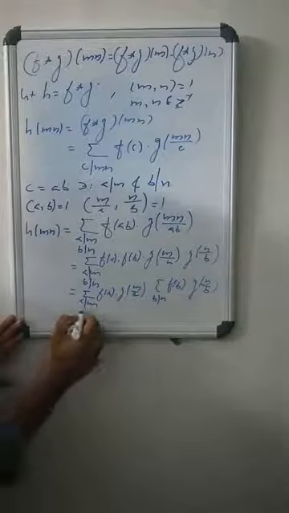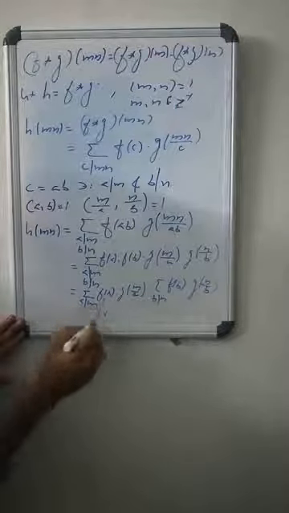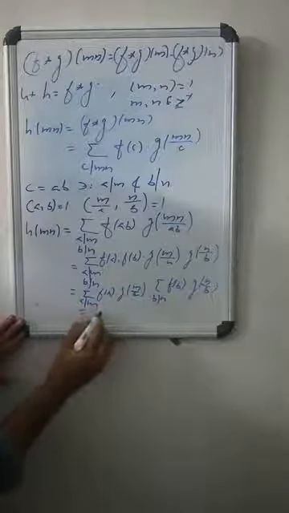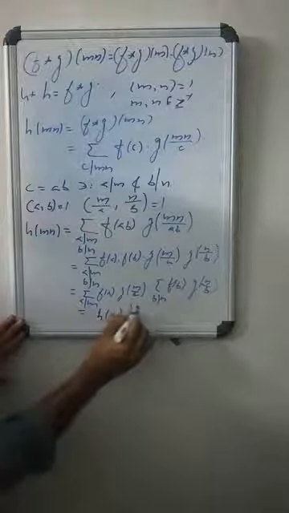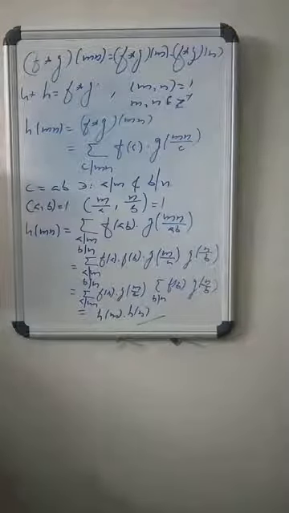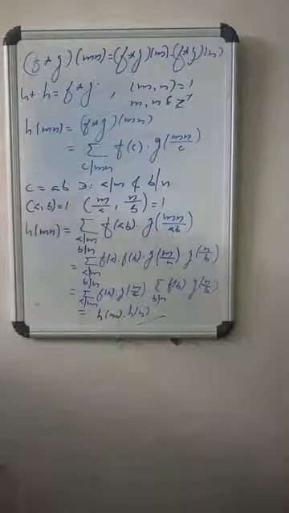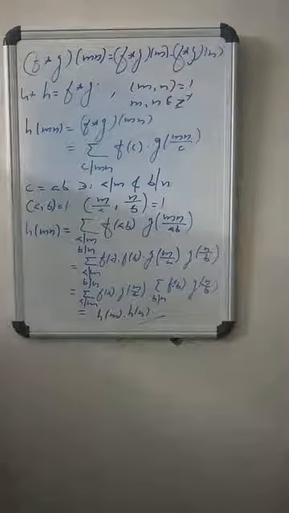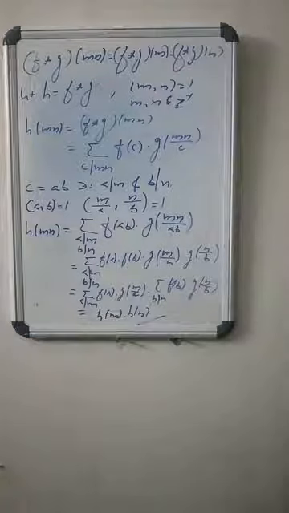So that means h of mn equals, what about this one? That is h of m into h of n. Hence, h is multiplicative. If m and n are relatively prime, then h of mn equals h of m into h of n. That is, if f and g are multiplicative, then their Dirichlet product is also multiplicative.